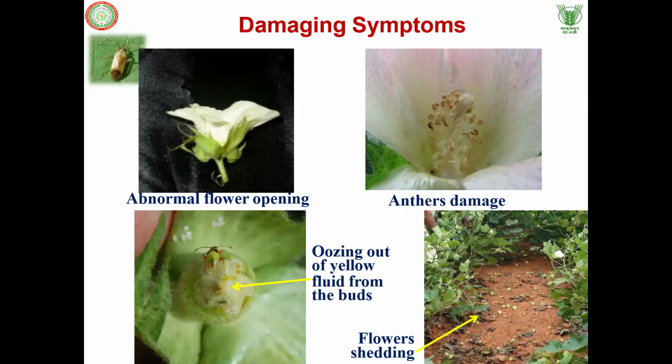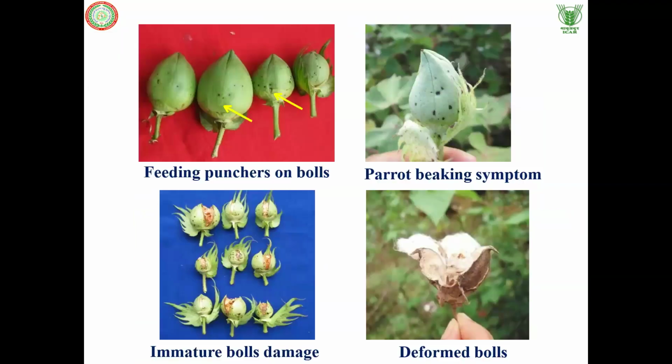But unfortunately, most of the scientific community and farmers are not giving much attention to this flower midge. Moreover, it does not restrict its feeding habit to the flowers and squares; it also attacks the bolls. If it attacks at the boll stage, we can see feeding punctures on the bolls, and the lint quality will reduce, and the cotton quality also reduces.